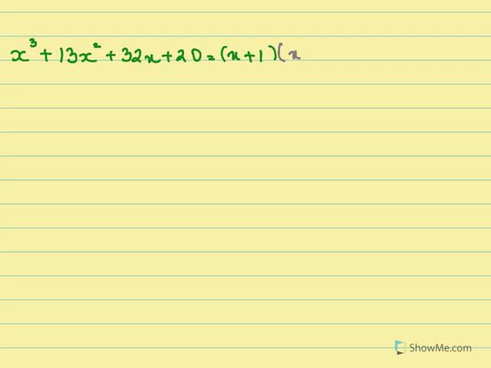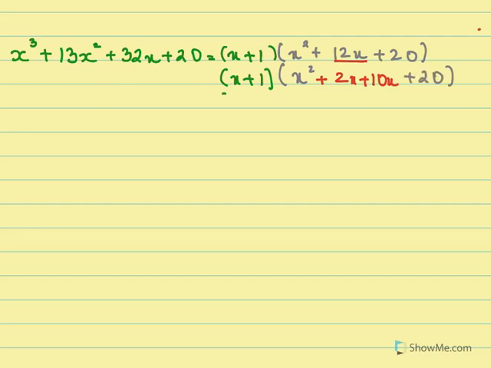However, the next factor, x square plus 12x, we'll write in another color because we need to now do the middle term split. So we have x plus 1. Here we have x square. Now the 12x, we will break it up into 2x plus 10x to give us 20. And this is plus 20.